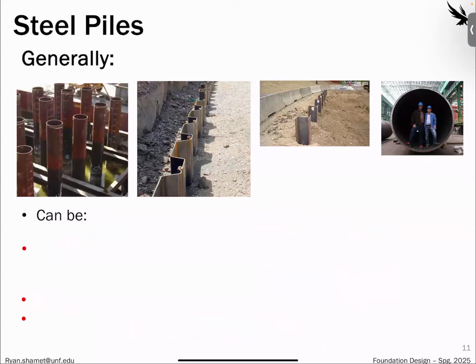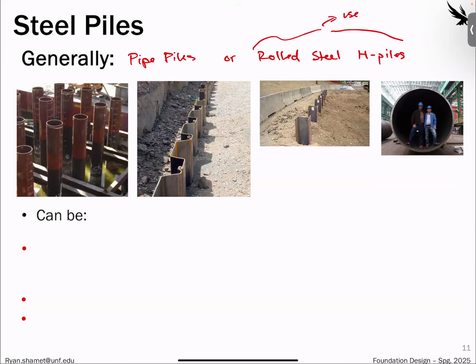All right, so we'll talk about the most common type, I think, either steel or concrete. But generally, when we're talking about steel piles, we're going to be talking about pipe piles, especially in Florida, or rolled steel H piles. Now, rolled steel H piles, that's what I was talking about before. These are very commonly used in temporary structures. And you vibrate them into the ground, and then you can vibrate them out of the ground.